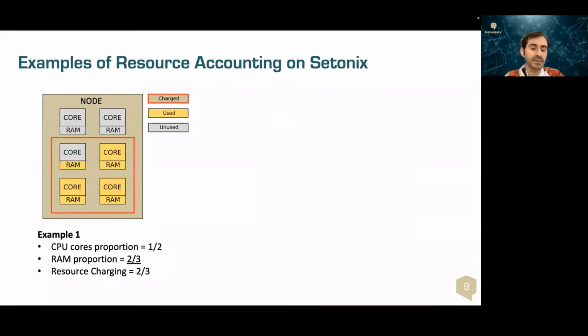Let me show you a couple of simple examples with graphical representations. In this picture, we have both cores and RAM represented. In this simplistic case, it's not a real Setonix node, it's just a sample node with 6 cores and 6 blocks of RAM. We're requesting 3 cores out of 6 and 4/6 of RAM. Here, the largest fraction of the two is the RAM fraction, so the charging is based on the RAM fraction, which is 2/3 of a node.